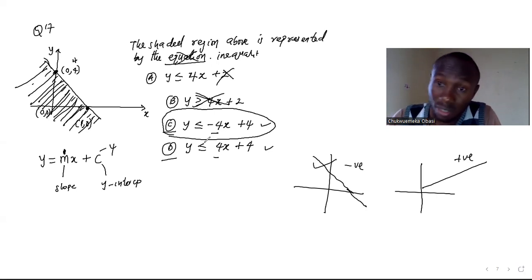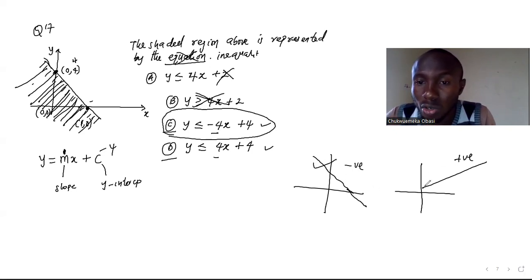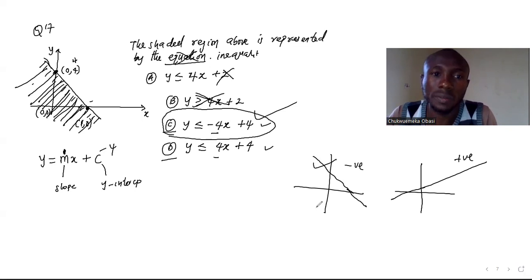I hope this is clear. You can go ahead and rewatch it till you master what I mean. From this line, the slope is going to be negative, just like I explained. Whenever the line is going this way, you have a negative slope, but when the line is going this way, you have a positive slope. So that is why the slope should be negative and not positive. So C is correct. Now, question 18.